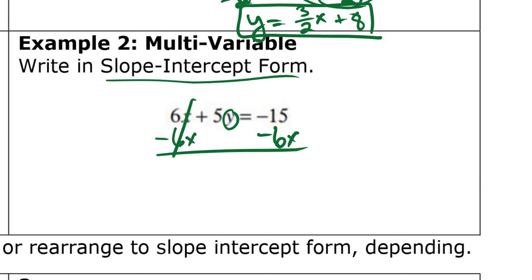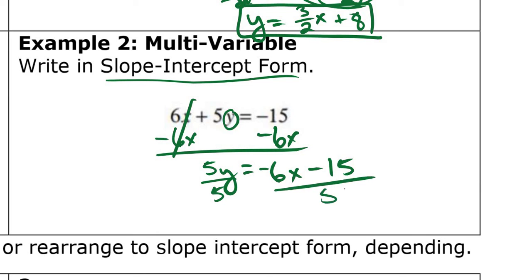6x minus 6x is 0. We don't have to write the 0. 5y is still left on that side. I cannot combine a 15, a regular number, and a variable number, so I just write it, negative 6x minus 15. Very important not to leave your signs out, positive and negative. So that's step 1, move the x. Step 2, divide by the coefficient.